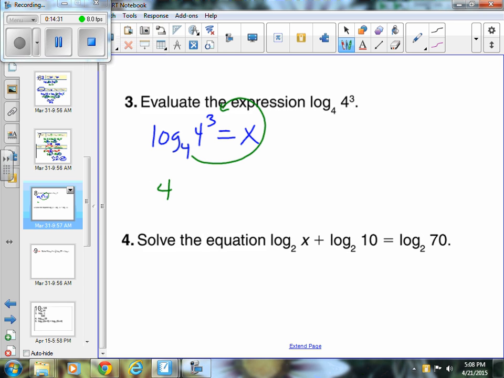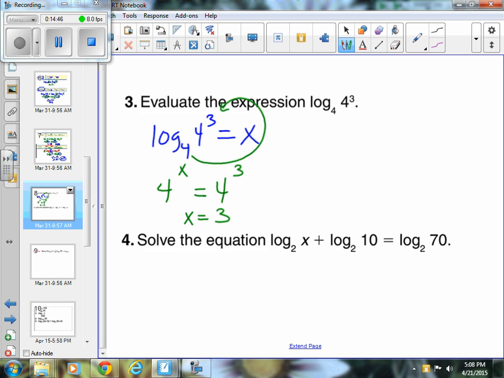So the base is 4 raised to the x power would have to be 4 to the third. It has to be that number. Well, if the bases are equal, then the exponents have to be equal as well. So 4 to what power would be 4 to the third? Well, x would sure have to be 3, wouldn't it?